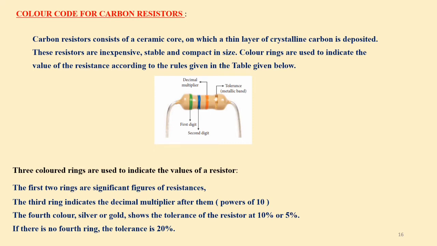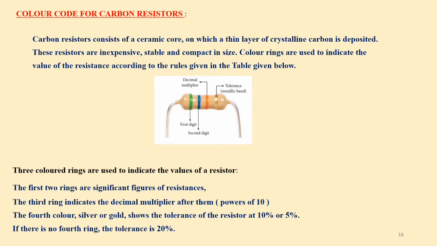Color rings are used to indicate the value of the resistance according to the rules given in the table in the next slide. You can look at the diagram now. There are two end terminals for electrical connection, and at the center there is a carbon resistor which is provided with 4 rings. So you can see the first ring is green in color, the second one is blue in color, the third one is red in color, and the fourth one is golden color.